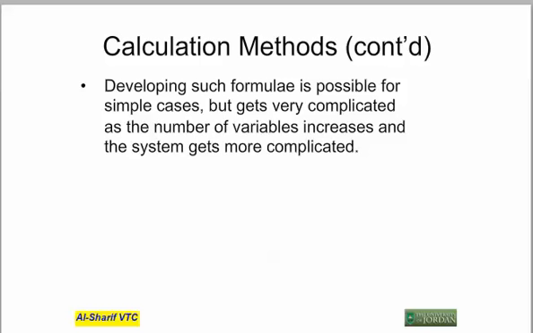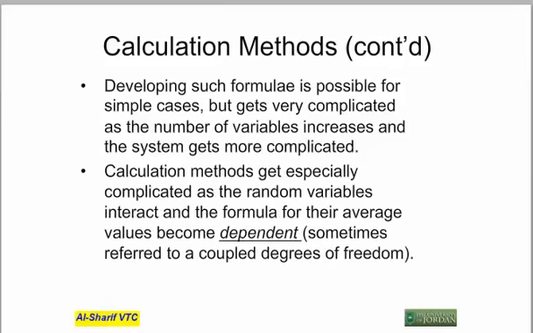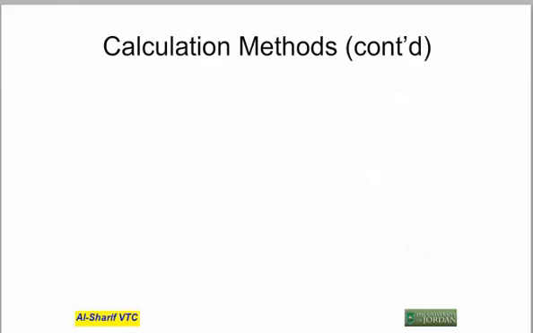But the problem obviously is that as the system gets more complicated, developing these formulae becomes very, very difficult. It is possible for simple cases, but gets further and further complicated as we require more variables. And specifically, calculation becomes very complicated when these different random input variables become dependent. Random input variables include things like the passenger origins, where they come from, the passenger destinations, the numbers of passengers. As we have more of those random variables, and as they become dependent as well, calculation methods start to become very, very unwieldy and very difficult to derive.